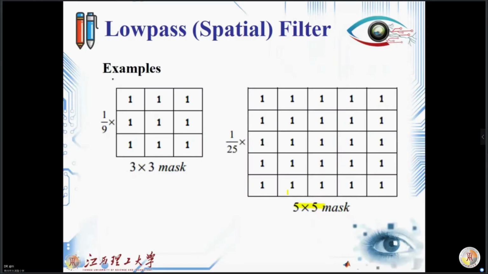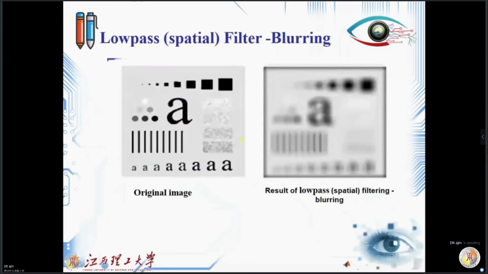Then let us see the results. Suppose the original image is like that. If I use the low pass spatial filtering blurring, you will see the result on my photo. Maybe you feel that it's not working for us because it's a corrupted image quality. But wait, we will see the result later and how it works.